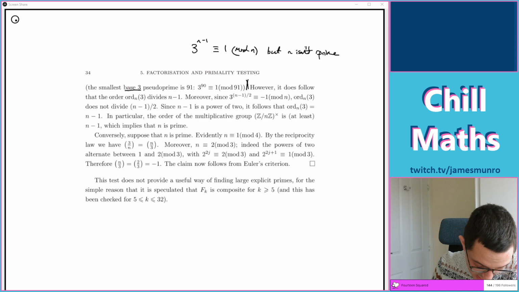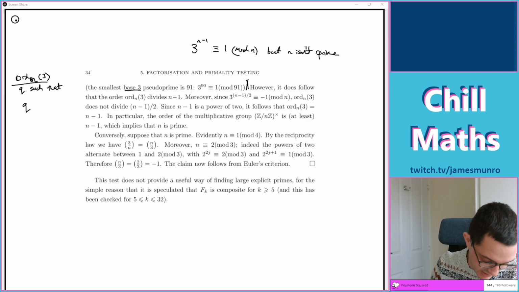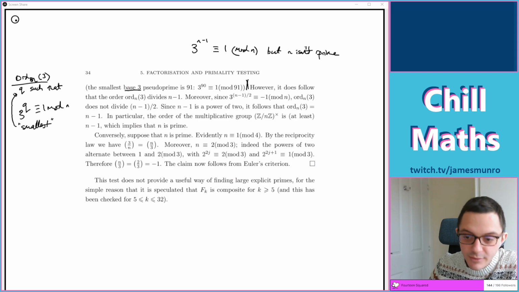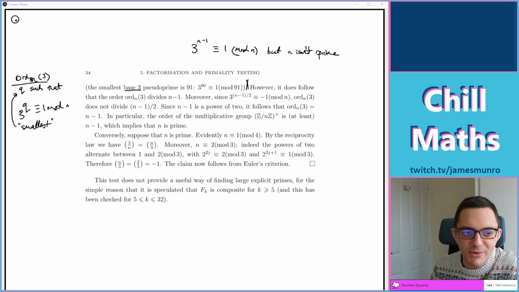So the order is a number q such that, this is the order of n base 3, sorry. There's a q such that 3 to the q is equivalent to 1 mod n. And I think the smallest such q. Oops, I mean the smallest positive number such that when you do that power. Now this says it divides n minus 1. Do I believe that?